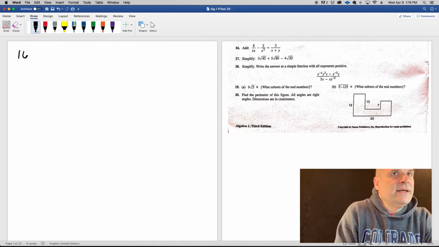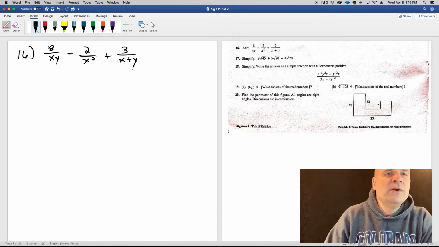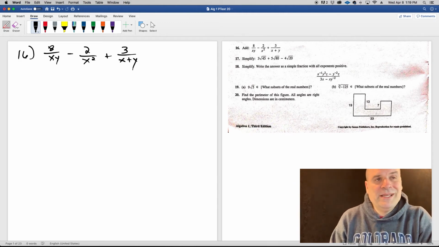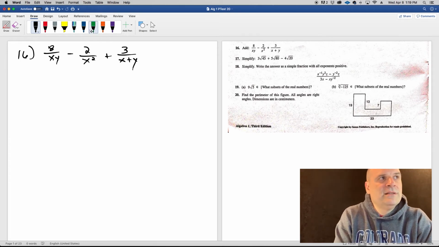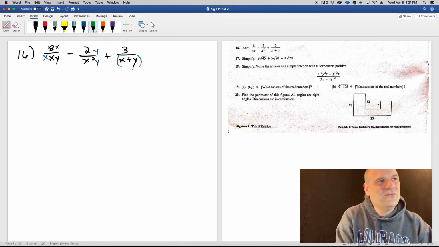Okay, number 16 looks like this. 8 over xy minus 2 over x squared plus 3 over x plus y, and it just says add. All right, so what do we need to add fractions? We need common denominators. So how do we make all these guys look like each other? Well, this one needs another x to look like that, and this guy needs a y to make it look like that. So now these two are the same, but how do we make it look like this? Well, this is like a separate factor. So unfortunately, this x, you can't just add a y over here and make it look like that.